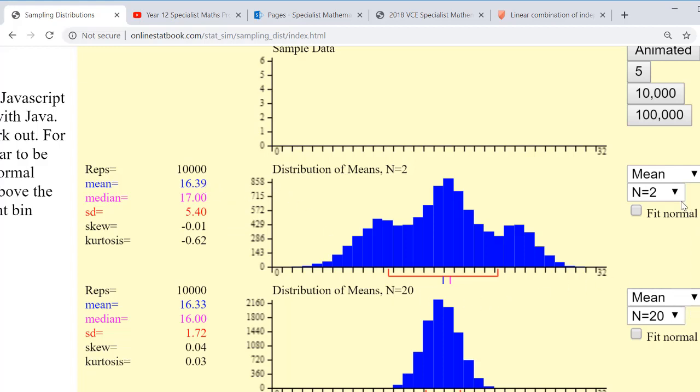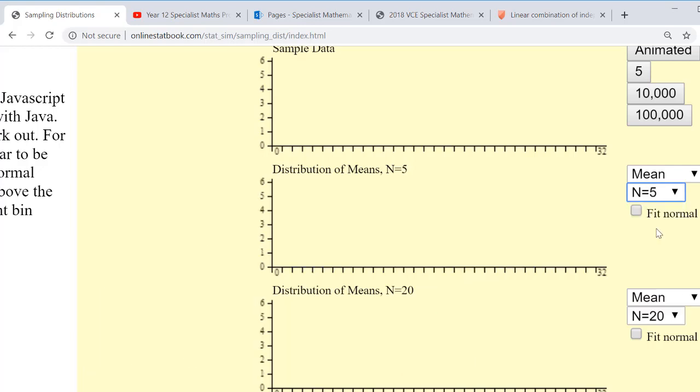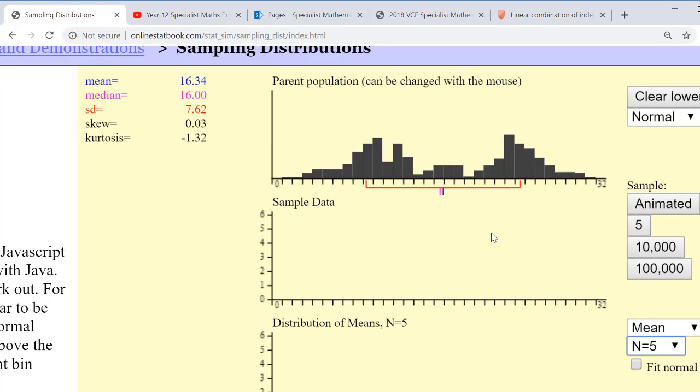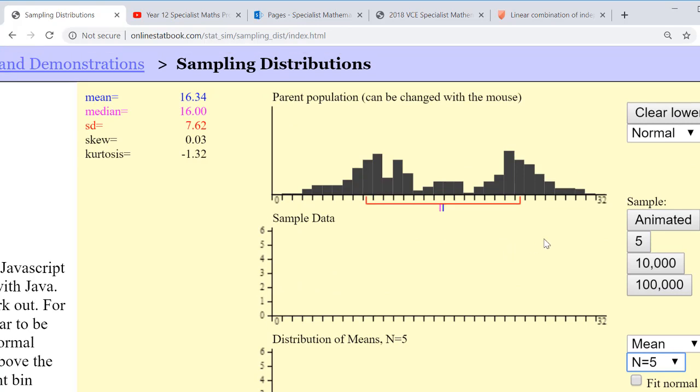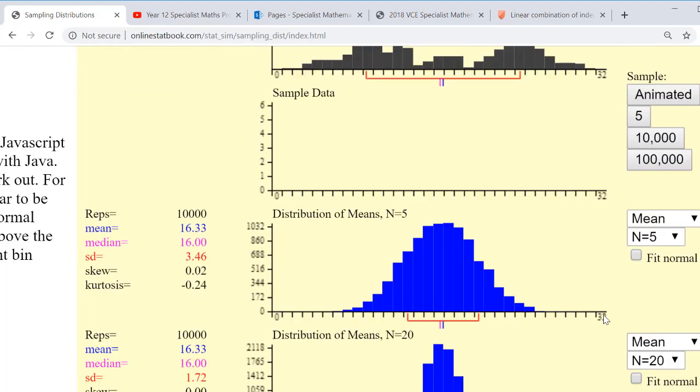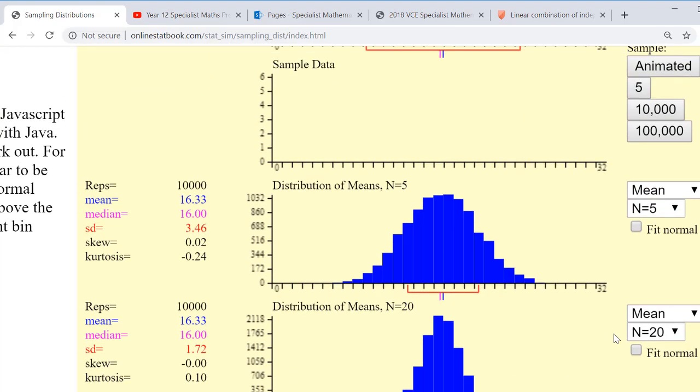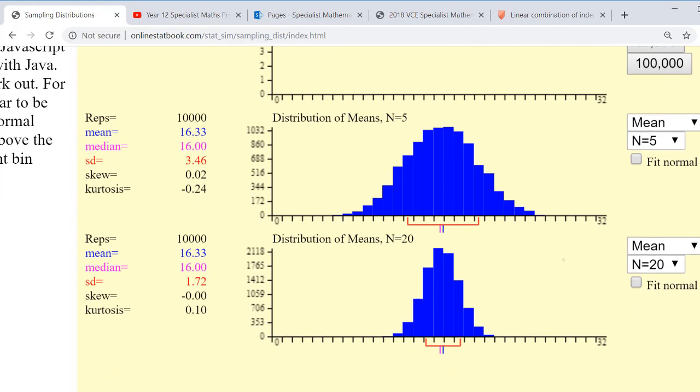We really need to increase our sample size to something like 5. Let's try 5 and let's do 10,000. That's looking a lot better, isn't it? And when they're talking about the central limit theorem, by increasing this number n from 5 to 20 in this case, we're really centralizing closer to the mean. In other words, we're going to have much less standard deviation, much less variance as well.